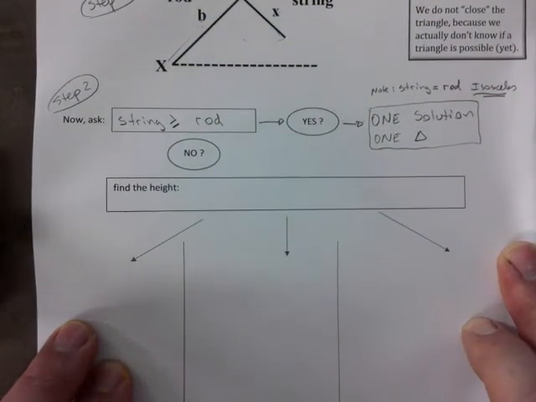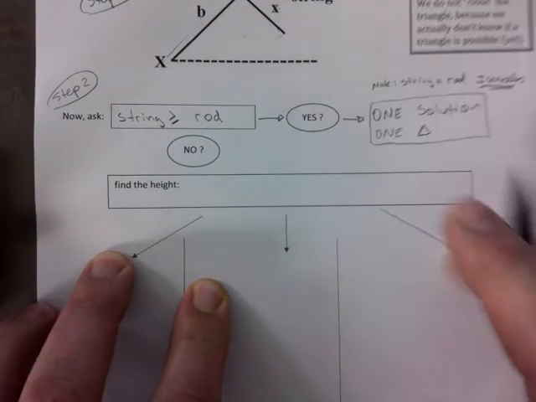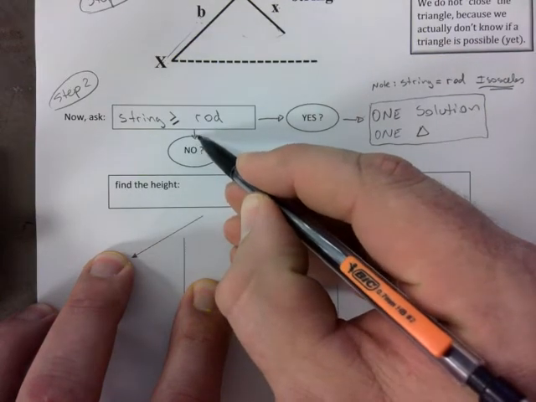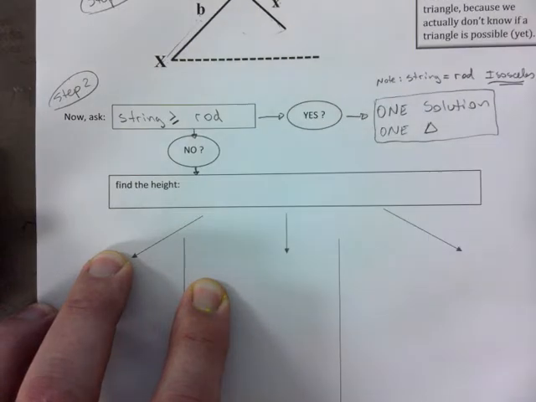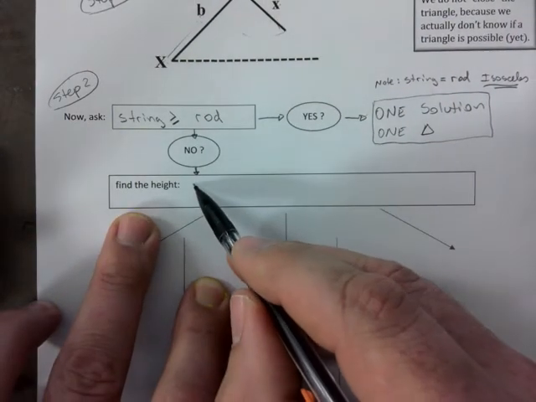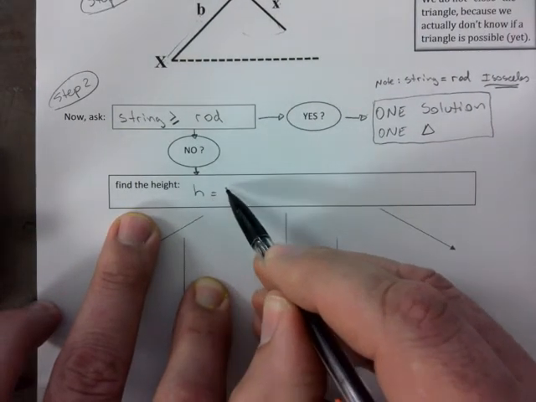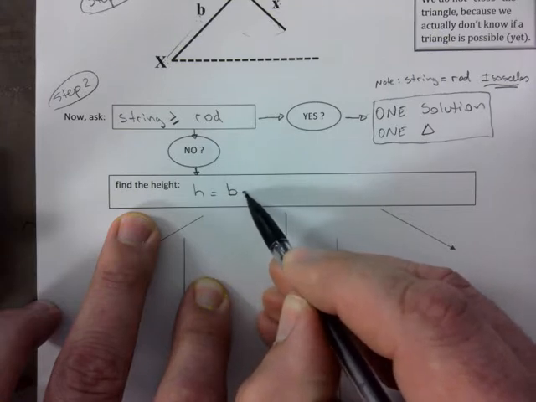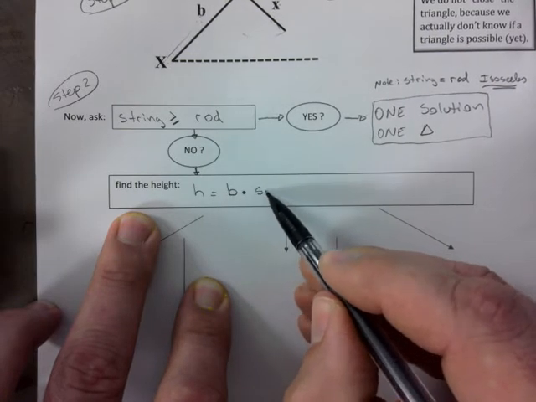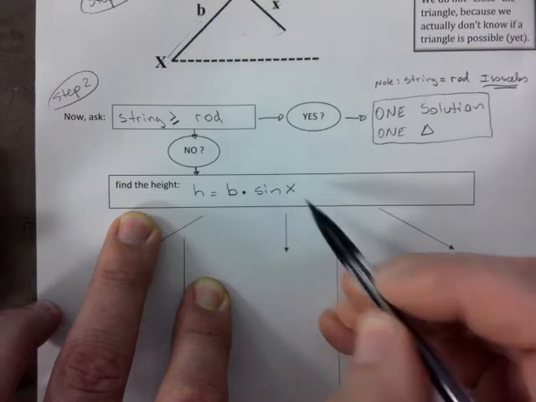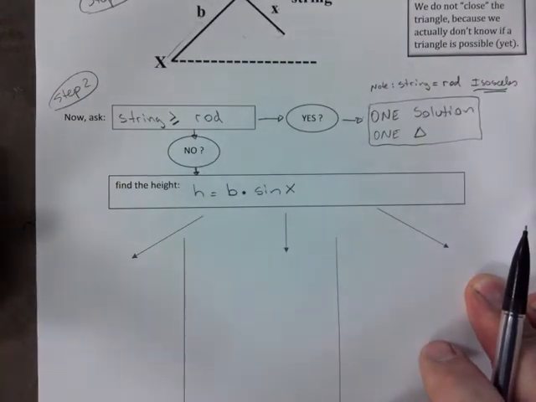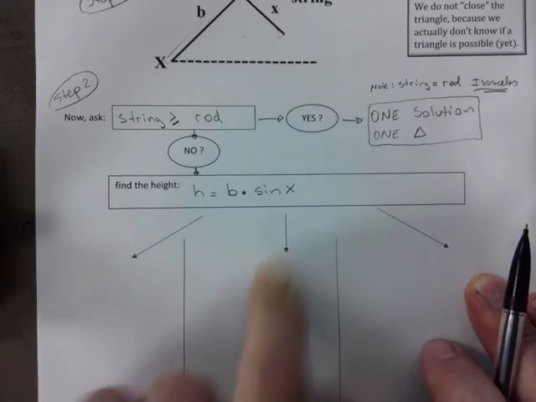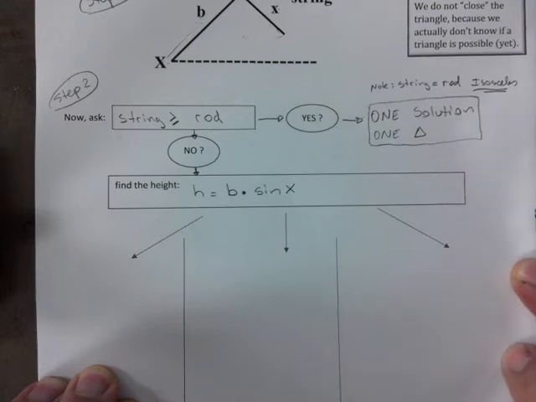One solution, boom, you're done. However, if the answer is no, then you have to find the height. And the height is, in this particular case, b times sine of x. And then you'll have a number on your calculator or on your paper.